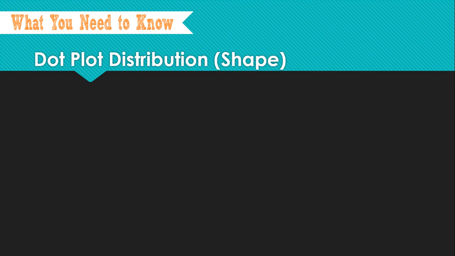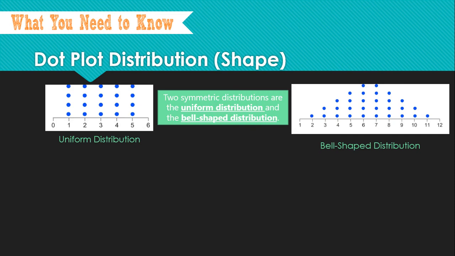A couple other things we want to talk about with dot plots are the distributions of the dot plot, or the shape. You can have a uniform distribution, or you can have a bell-shaped distribution, and both of these are considered symmetric distributions. If it's uniform, you're going to be able to draw a rectangle around your data. Now keep in mind, real data is very rarely going to look like this, where you actually have a perfect rectangle. You might be missing a dot here or there, but the relative shape is still uniform. Same with the bell-shaped distribution here. We've got our nice bell curve, but again, very rarely will you have something quite so perfect.